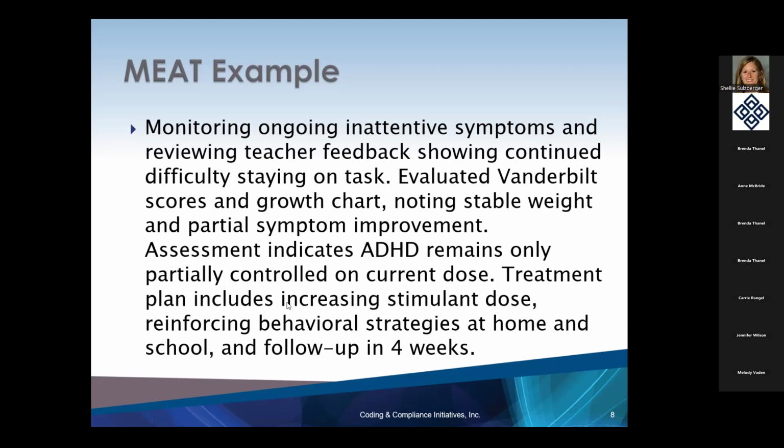So from a coding perspective, we can code this. I would recommend here just better documentation. Treatment plan includes increasing stimulant dose because patient still has ongoing inattentive symptoms, just to kind of solidify that.